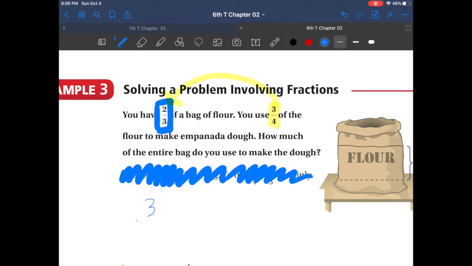I'm thinking, oops, let me make that smaller. I'm thinking 3/4. Remember we said multiplication, or the word of means multiplication. So I use 3/4 of, how much did I have? 2/3. Now, if we know of means multiplication, let's just get rid of that. And oops, my bad. How about I erase it instead? 3/4, and we know it's multiplication. All right, it says, how much of the entire bag did you use to make dough?